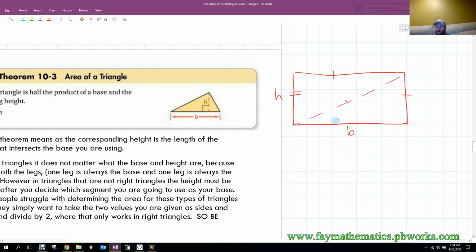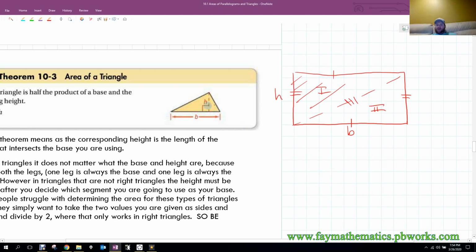so let's do it this way. So we have those congruencies because it's a rectangle. This segment's congruent to itself, so triangle 1 here and triangle 2 are congruent. So if their total area is BH, total area is BH for the rectangle, then each individual triangle would be half that.